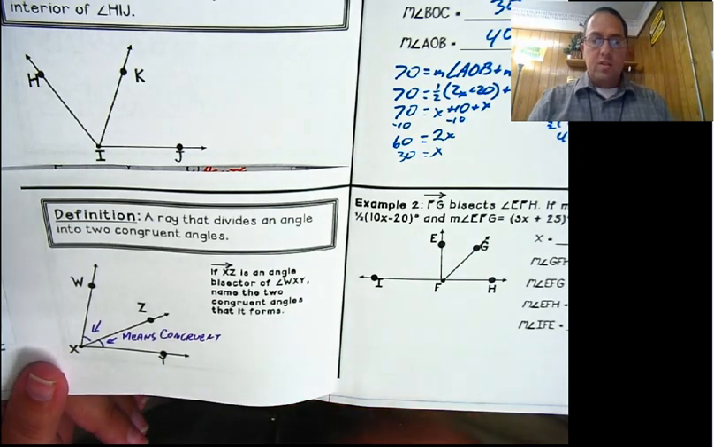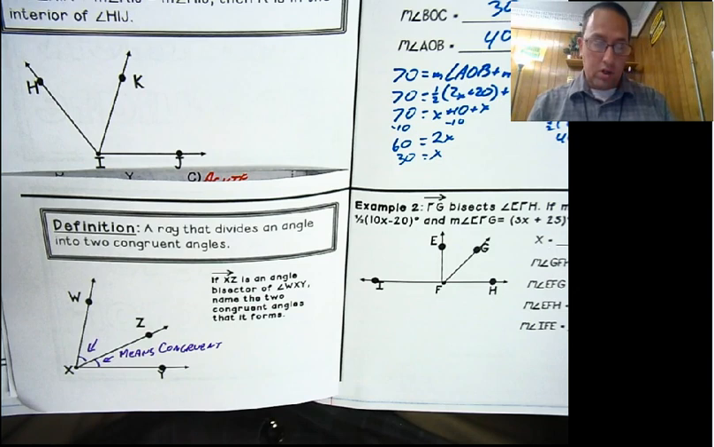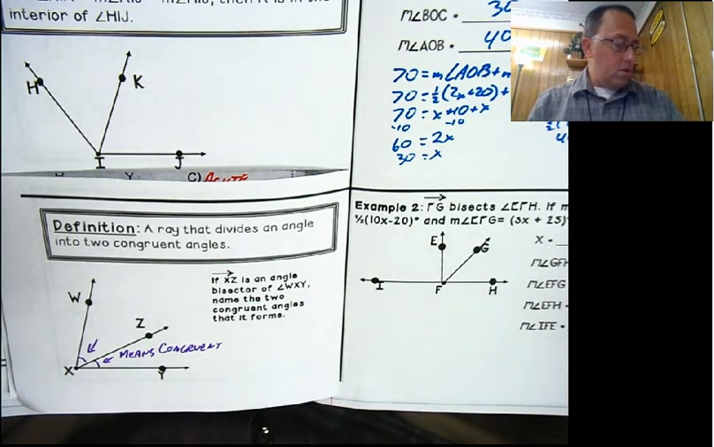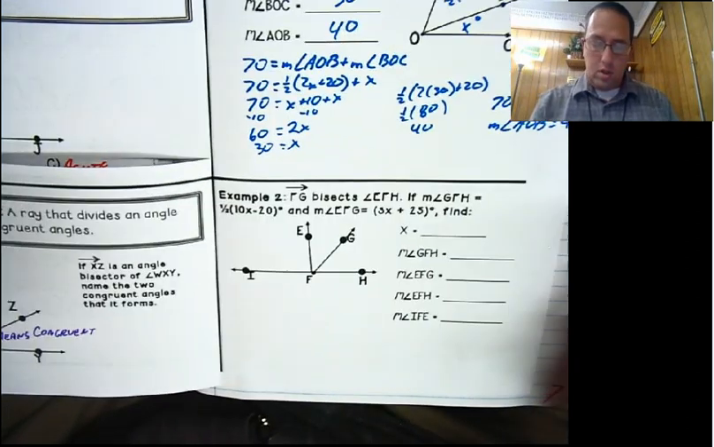Okay? Just like those tick marks on segments, with angles we use arcs. All right, so let's take a look at this example.